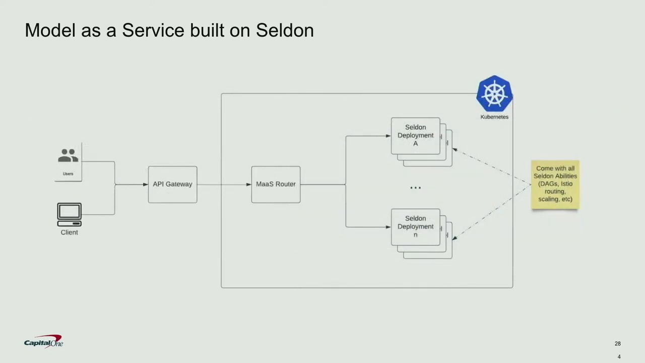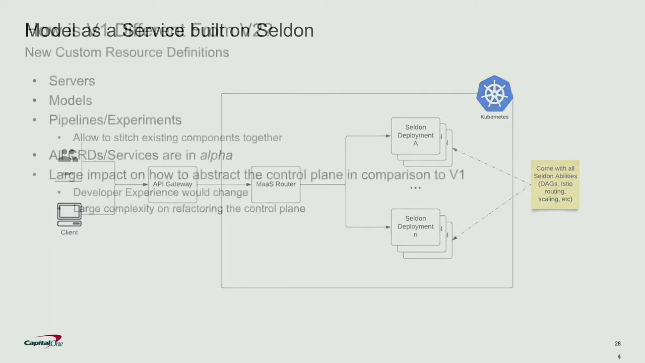This is a somewhat simplified version of our architecture. We have, like I was talking about earlier, users and clients, the API gateway, and our abstraction layer that makes it simpler to interact with Seldon. And then we have the Seldon deployments behind it that come with all of Seldon's abilities, including the directed acyclic graphs, Istio routing, scaling, etc.